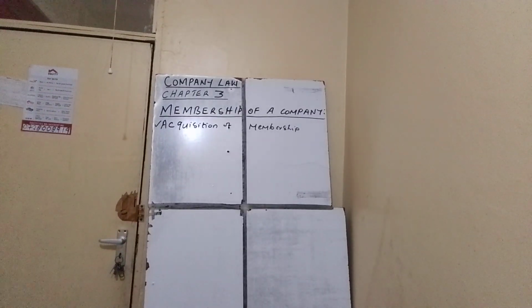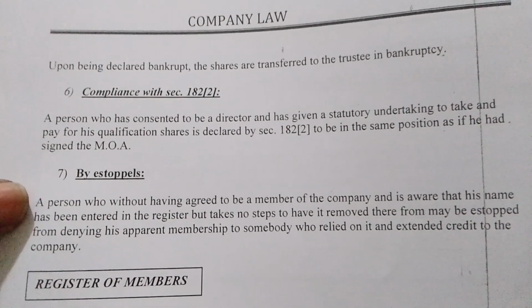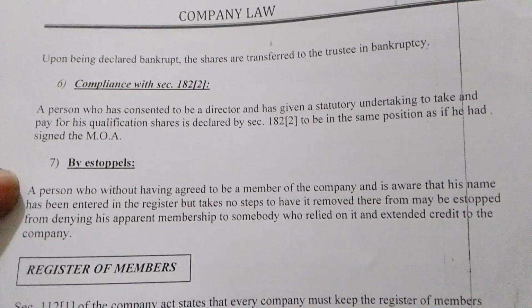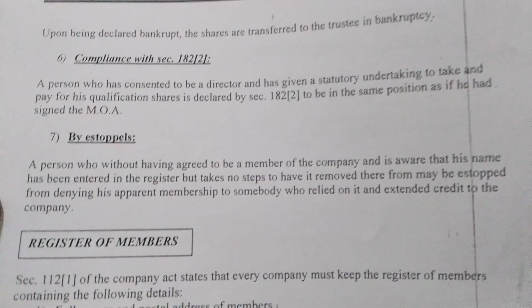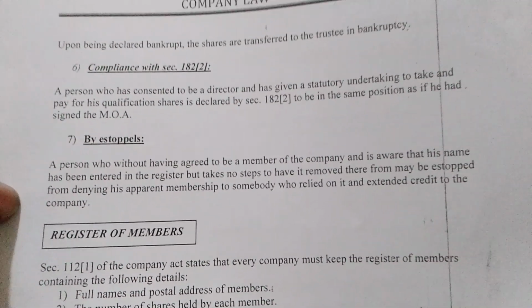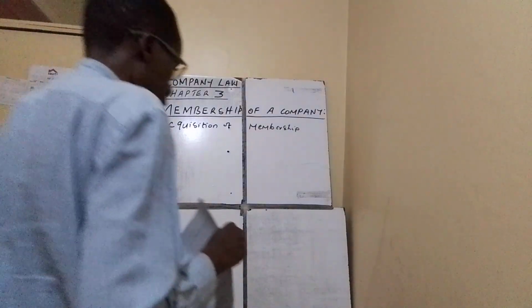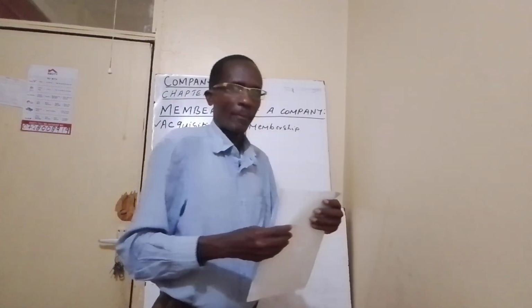Then number six is compliance with section 182, subsection 2, and number 7 is by estoppel. So that is it about acquisition of membership, how to acquire company membership.